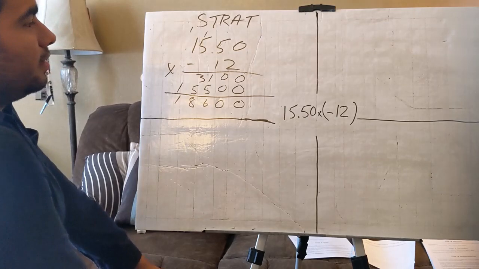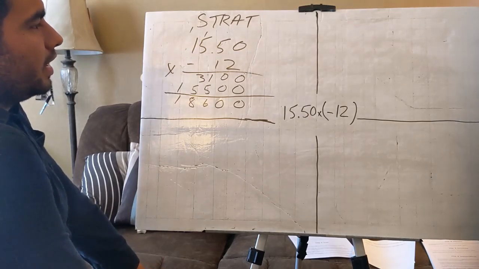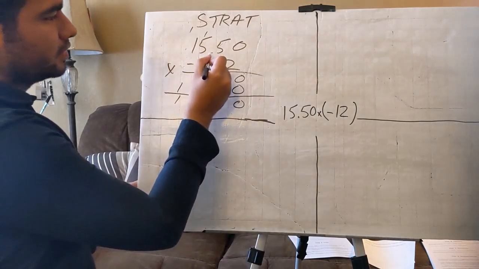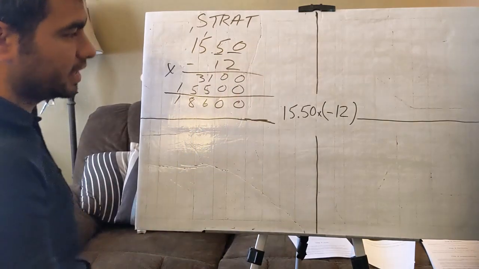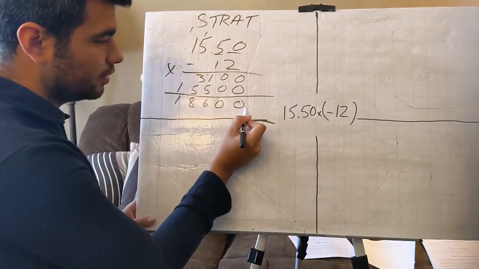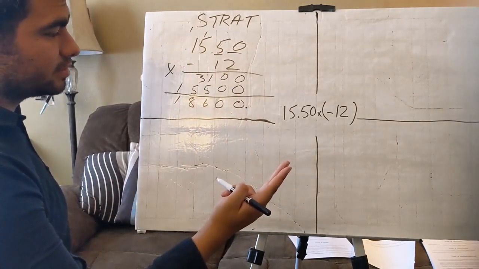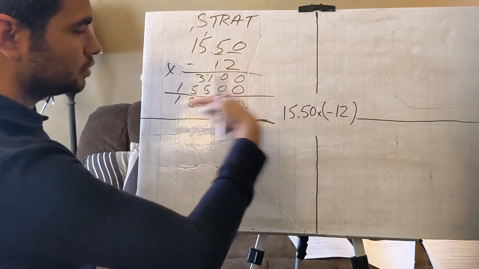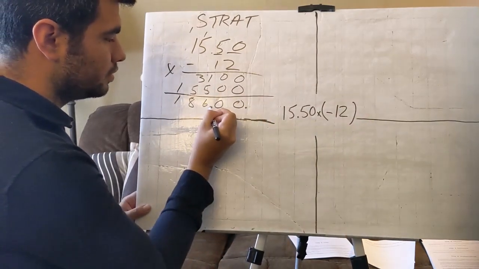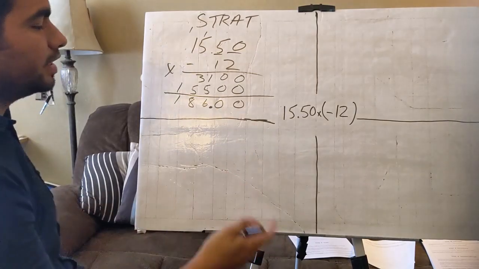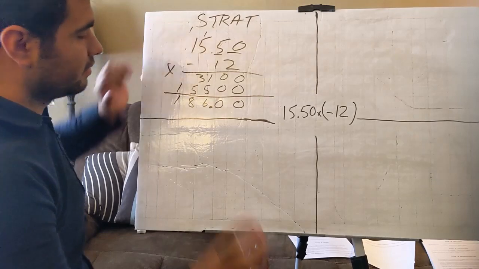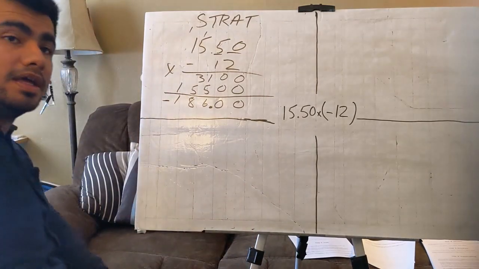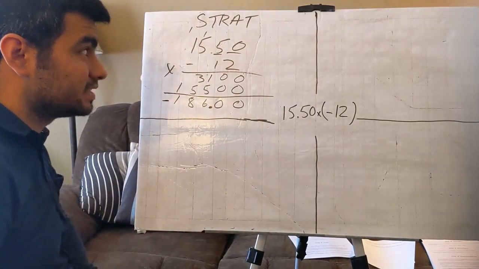Now I have to do my decimal modification here. I'm going to count how many numbers I have behind a decimal. I have one number, 2 numbers behind a decimal. So I'm going to start over here, and because I have 2 numbers behind a decimal, I'm going to move this decimal over 2 spaces. 1, 2, right there. So my answer is 186. Kidding. Remember, we multiplied by a negative. So my answer is negative 186.